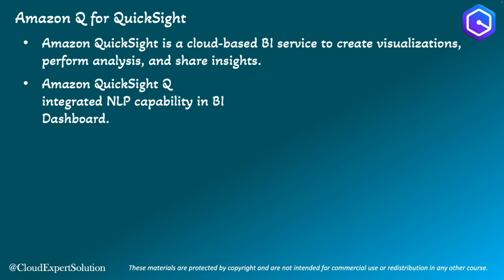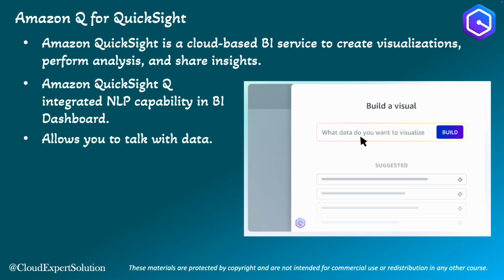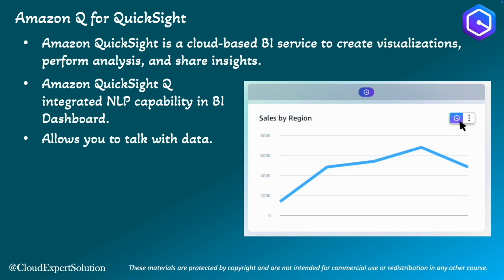You can enable Amazon Q for QuickSight and the product version is called QuickSight Q, which will help you to integrate natural language processing capability in your BI dashboard. That means you will be able to talk with your data, and using Amazon Q, you will be able to generate insights and dashboards using your natural language queries.